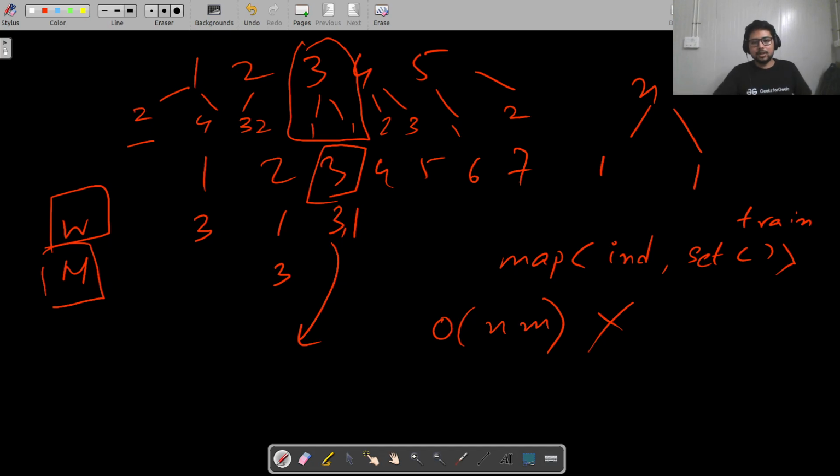This is the simplest brute force approach that we can apply, but the brute force approach won't work. We need some kind of optimization and observation.